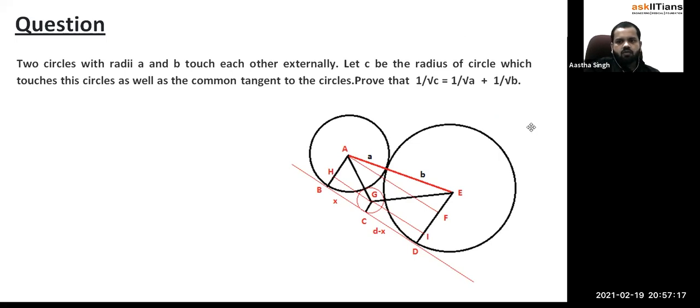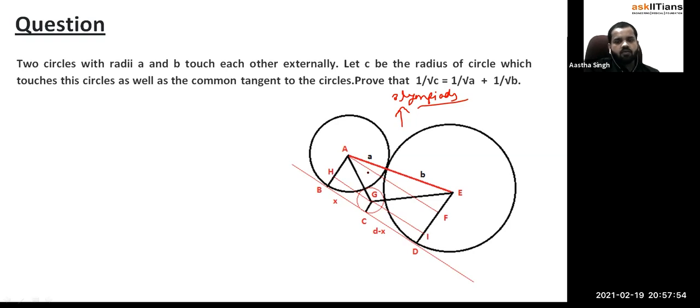So the question is telling two circles with radius A and B. Two circles are here, right? One with radius A, one with radius B, touching each other externally. Let C be the radius of the circle which touches the circles as well as... Guys, let me tell you that this question is asked in your Olympiads also, right? The same question is asked in the Olympiad also.